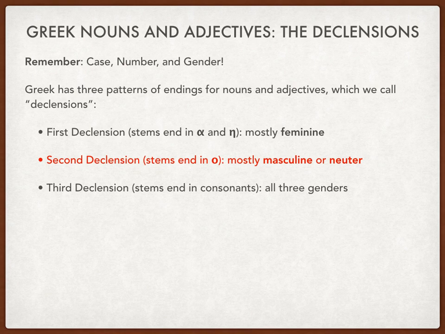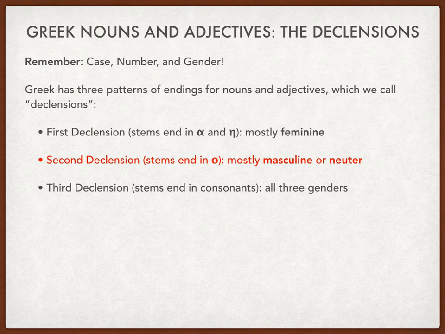Greek adjectives modify nouns by matching them in case, number, and gender. Remember that list: case, number, and gender. That's how Greek nouns and adjectives match each other. Over and over again.